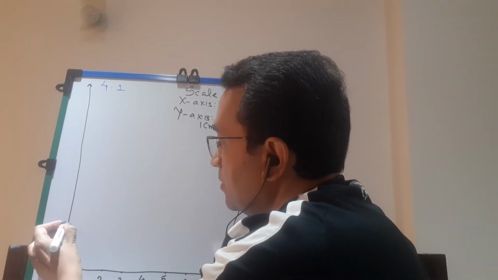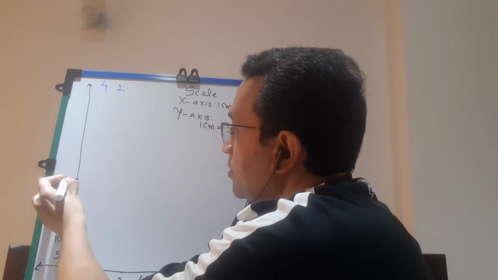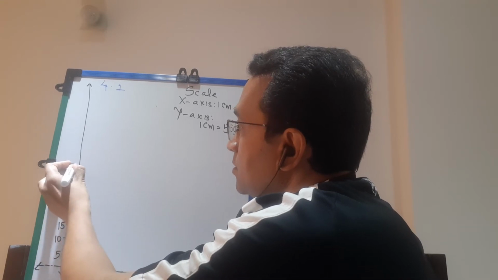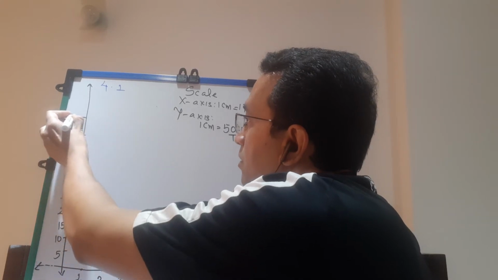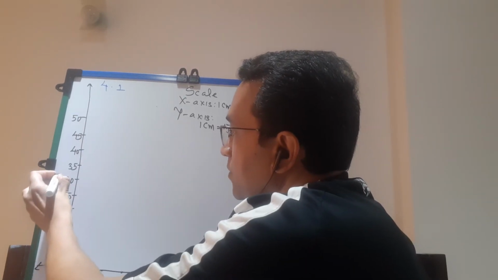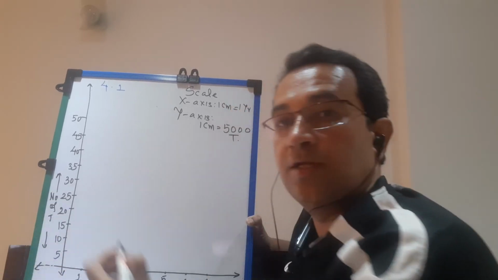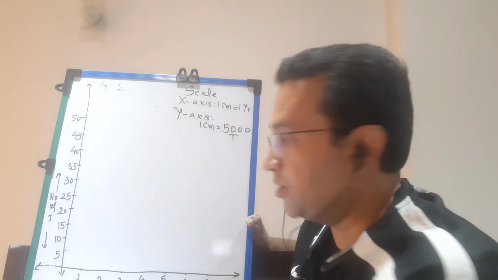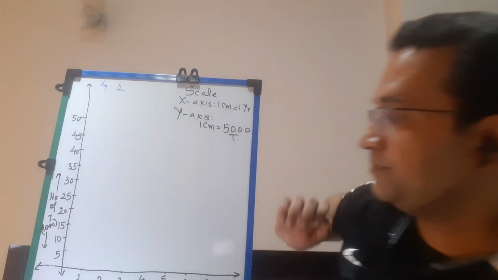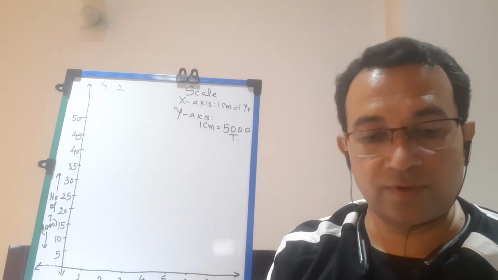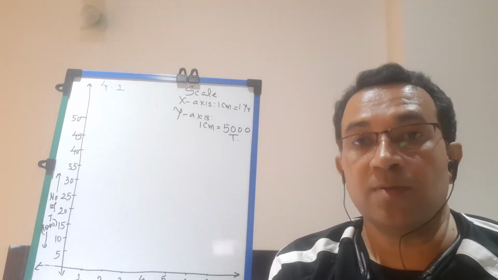10, 15, 20, 25, 30, 35, 40, 45, 50. Here, students, we will write number of tourists. I am writing in short, students, forgive me, and the unit is 1000. Please, students, bear with me, my space is less. Now, students, we'll plot the pairs.